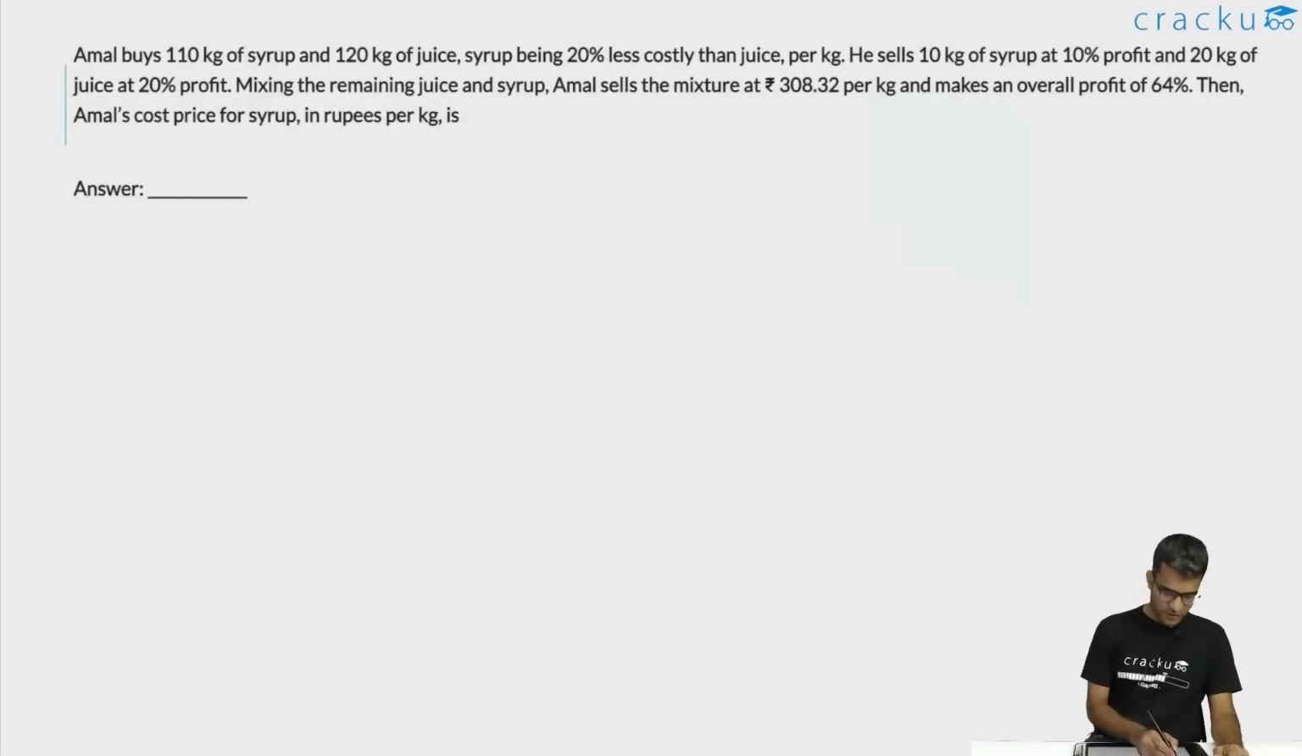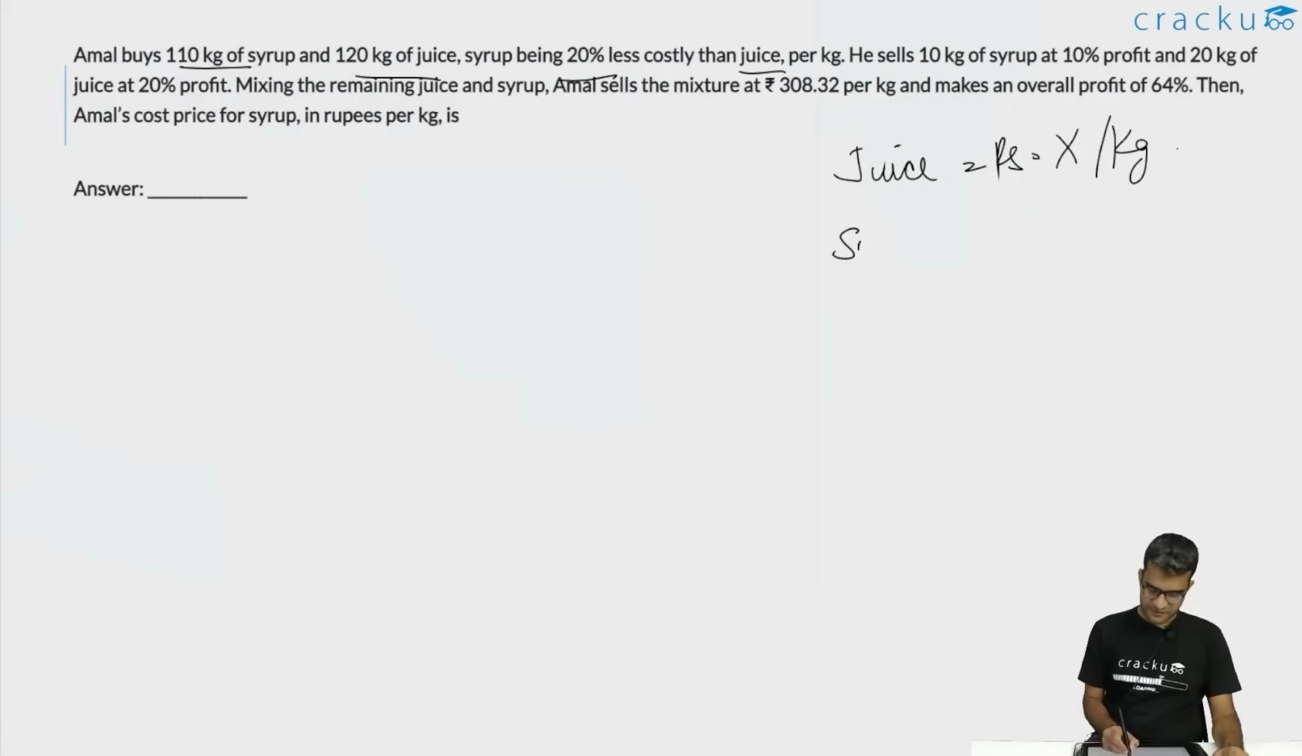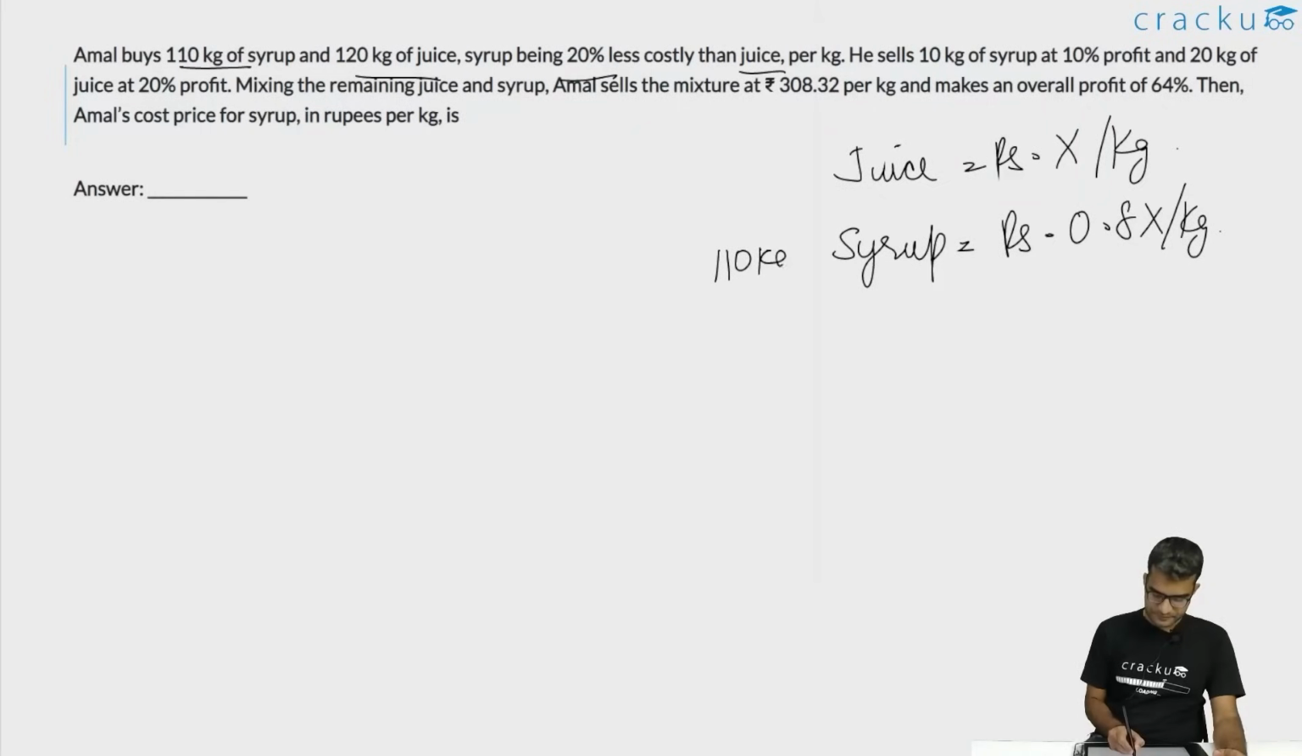In this question, we are told that Amal buys 110 kgs of syrup and 120 kgs of juice, and the cost of the syrup is 20% less than the cost of juice. Let us assume that the cost of juice is rupees X per kg. So the cost of syrup is equal to rupees 0.8x per kg because it is 20% lesser. He bought 110 kgs of syrup and 120 kgs of juice.